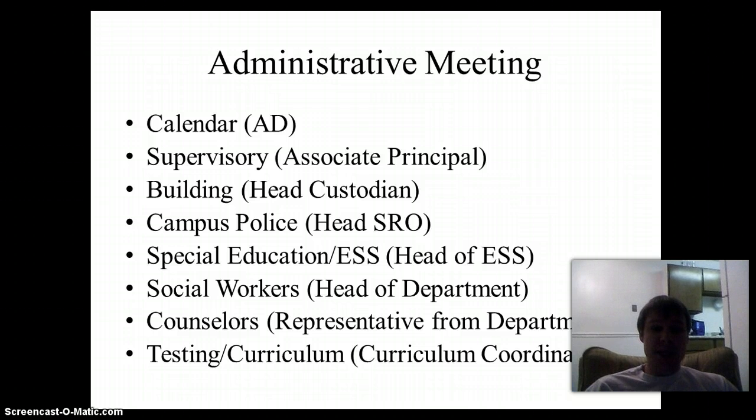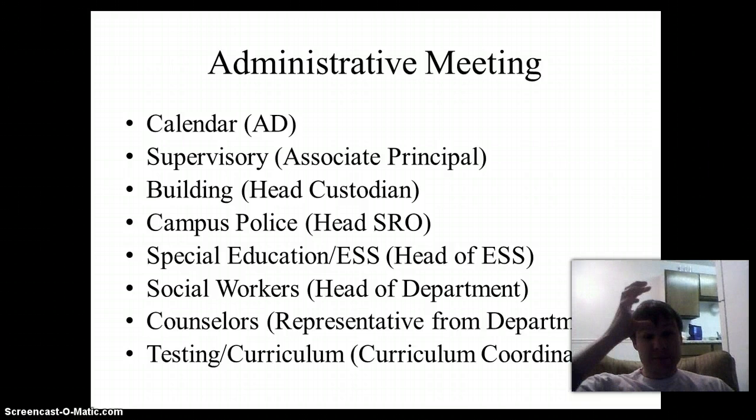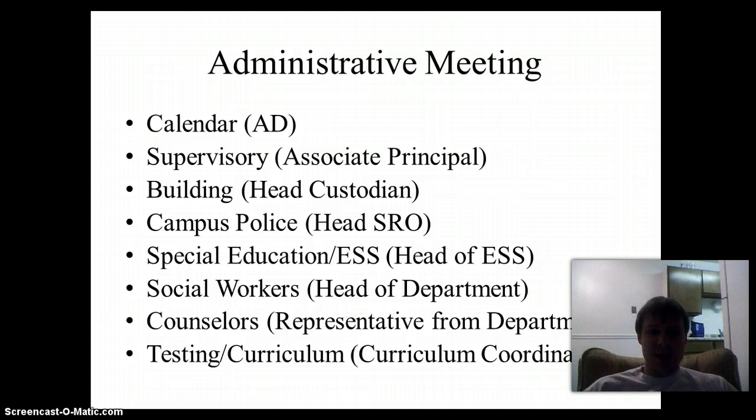The next person was the head of special education. Some places call this the Exceptional Student Services Department now. To be quite honest, I don't know what Topeka High calls it, but when I left Junction City, they started calling it ESS. I suppose it'll take a while for the term special education to go by the wayside, I guess. They just kind of gave an update similar to what the social workers did.